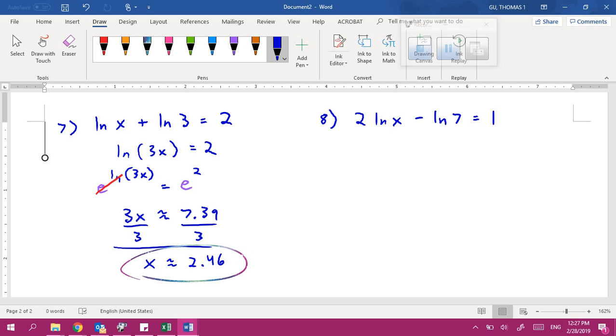So what Omar said to do is use the power property, moving the 2 out in the front into the exponent position, right? So it can change into ln of x squared minus ln of 7 equals 1. And now from here, you see how there's no numbers in front of the ln's, no numbers in front of the logs. Now you can combine them. And when you combine ln of x squared minus ln of 7, what would it be?